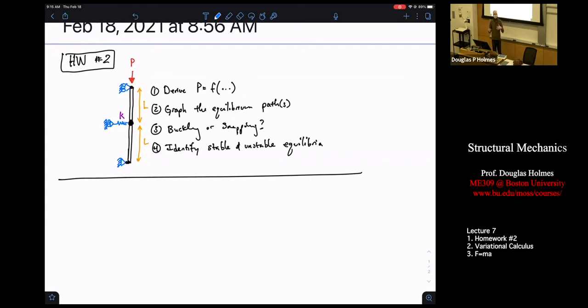Questions about all of this, either the homework or these questions of stability and equilibrium?